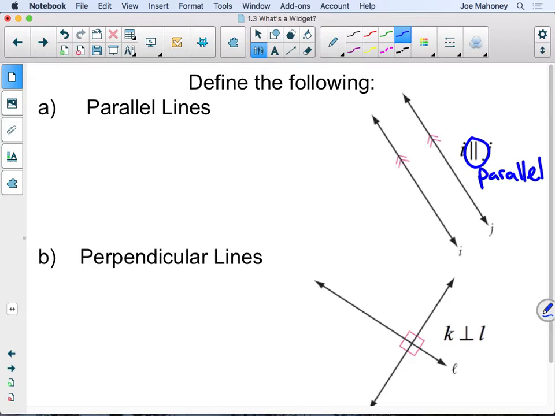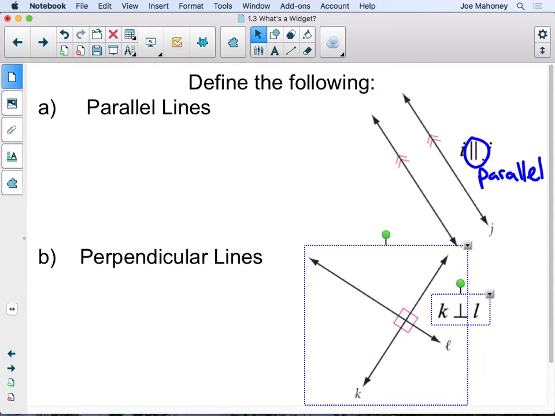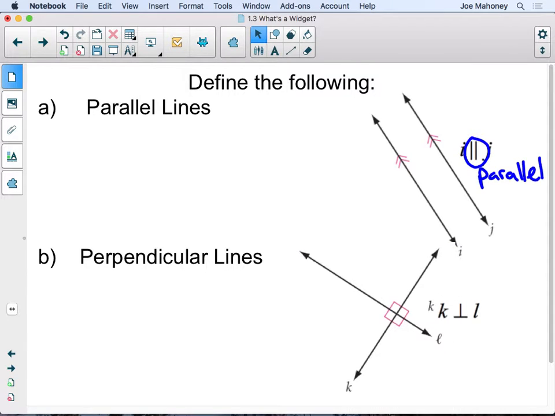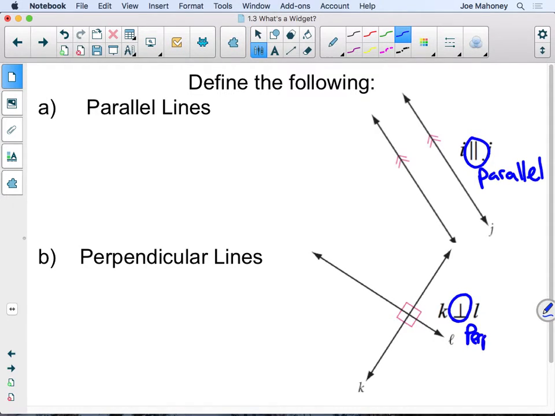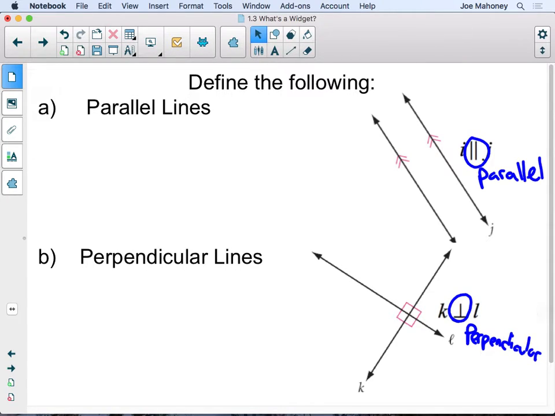And likewise, these two lines down at the bottom, lines K and L, are perpendicular. Where'd the K go? There's the K. Oh no. There's the K. And please notice the symbol here, the upside down T, means perpendicular. So we first want to define parallel lines and perpendicular lines next. Give it a shot.